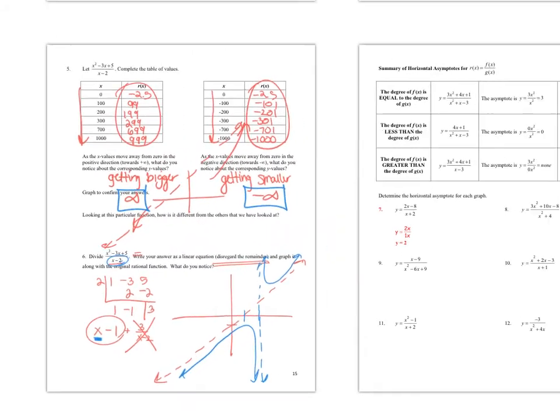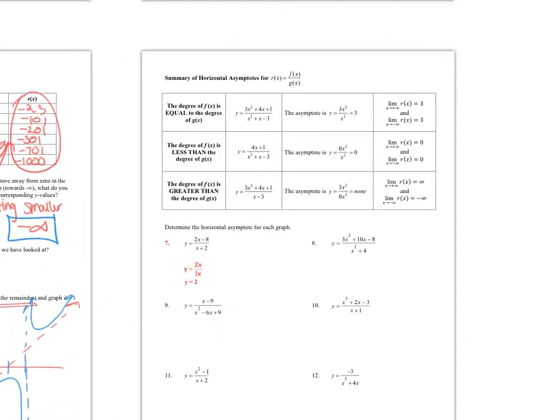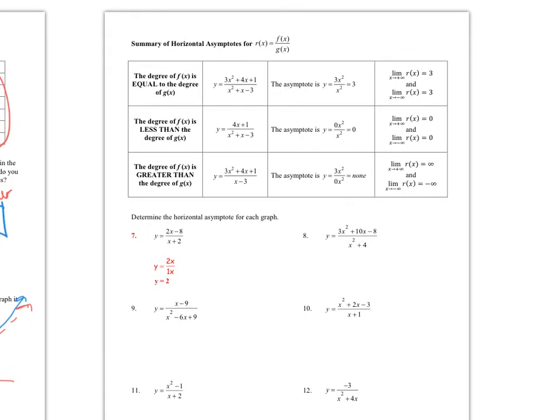So this last sheet, the last page here, is putting this all together. In the summary of horizontal asymptotes, if the degree of your numerator and denominator are equal, like in this first one that I'm squaring off in blue, it's a quadratic divided by a quadratic. Your horizontal asymptote is going to equal the ratio of your coefficients. So you just look at your 3x squared over 1x squared. If you divide that, what does it equal? 3.